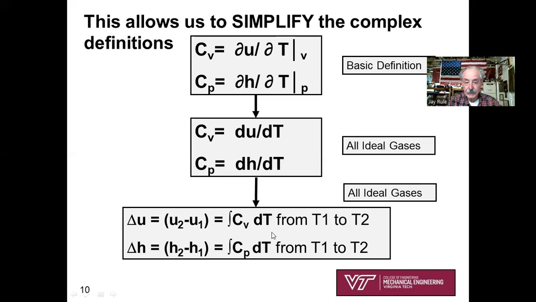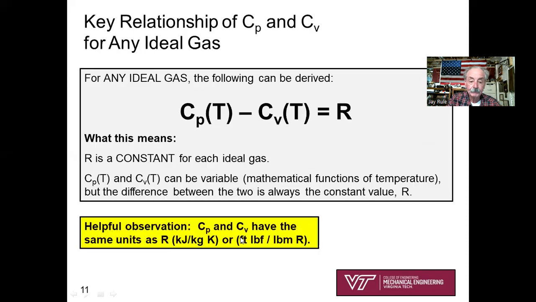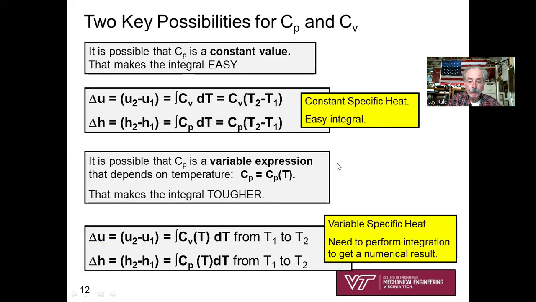Okay, I think I just covered that. How to go from basic definition all the way to applying to all ideal gases with variable specific heat or constant specific heat. Just covered that. CP minus CV equals R. And let's see, 2 key points. I think you've got it.